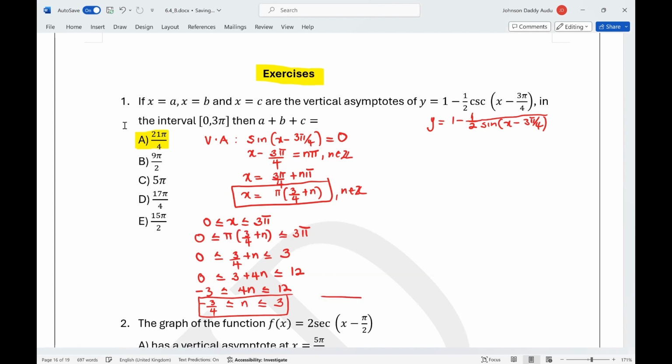All right, now let's see, if this is 0, minus 3 over 4 is going to be somewhere here, and 3 is somewhere here. So we want to see how many integers we can get between these two. Remember, this is closed, this is also closed. So you can see it means n could be 0, n could be 1, n could be 2, and also n could be 3. So these are the possible n: 0, 1, 2, 3.